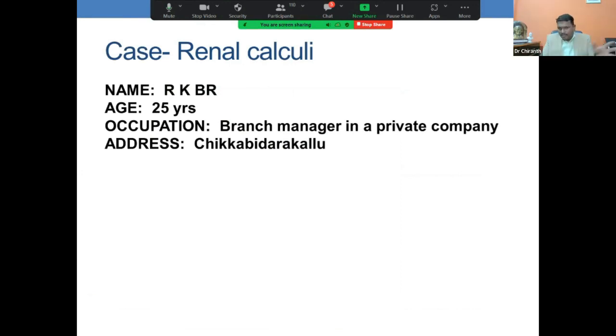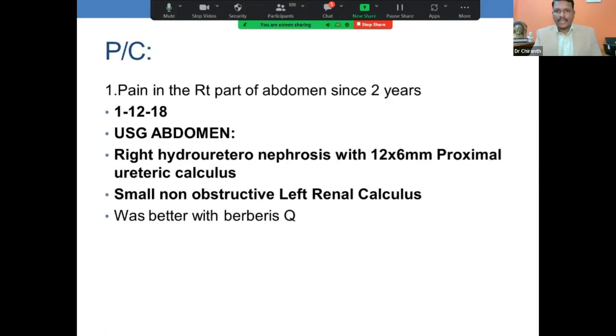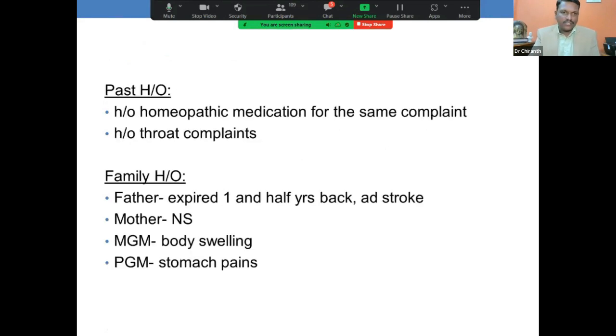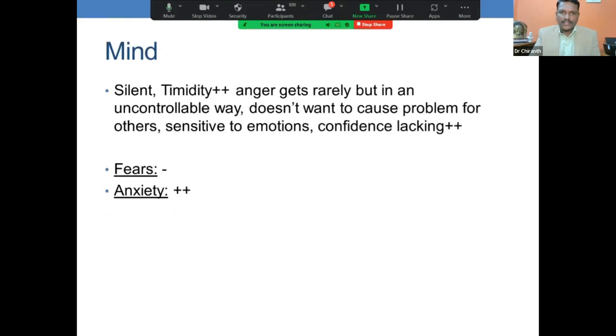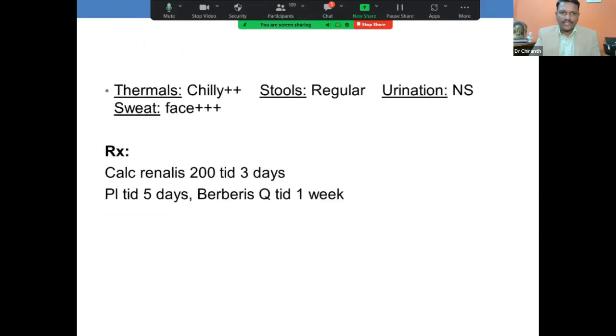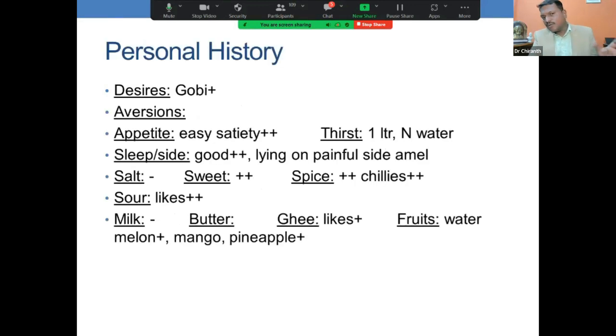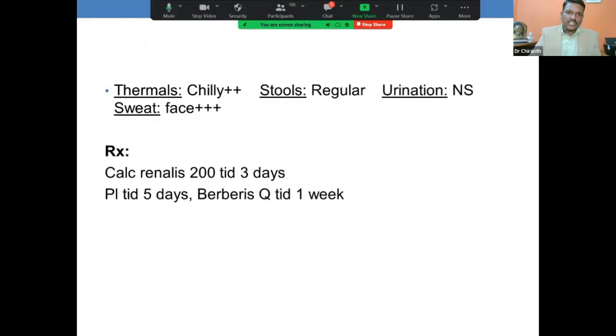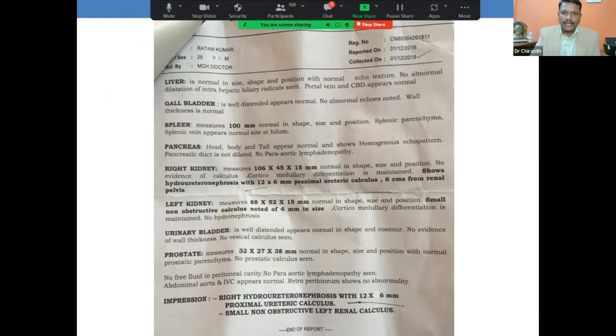If you recollect the previous cases which I told, so this is the case of renal calculi, and 12 into 6 mm was the calculus. And generally renal calculi means we definitely will think of Berberis Q. And let us move on quickly with this case. He had a picture similar to calcarea, but for him I have given calcarea renalis, which I wanted to cover the kidney stones. And you could see 12 into 6 mm calculus was seen in the impression.